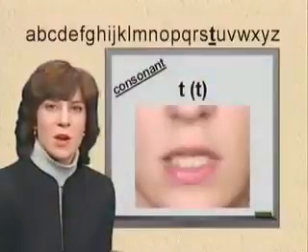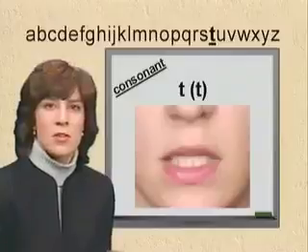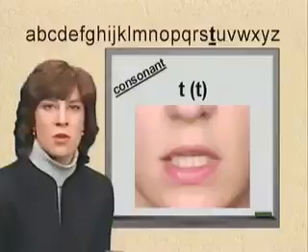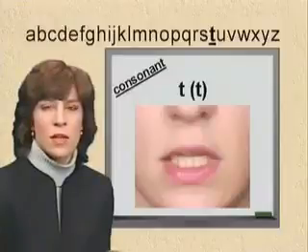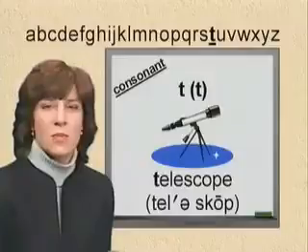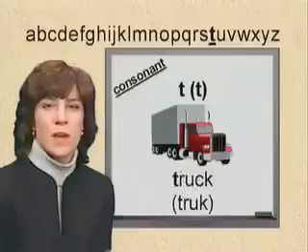T. The T sound is made by opening the mouth and lowering the bottom lip. The teeth are slightly apart, with more of the bottom than the top front teeth shown. The tip of the tongue touches the top of the mouth. Air is blown through quickly. T. Telescope. Tiger. Truck.